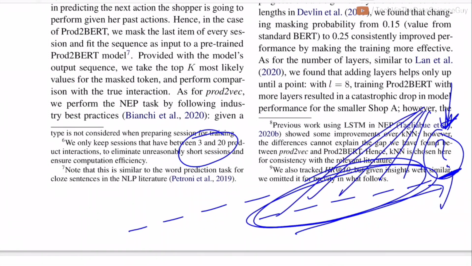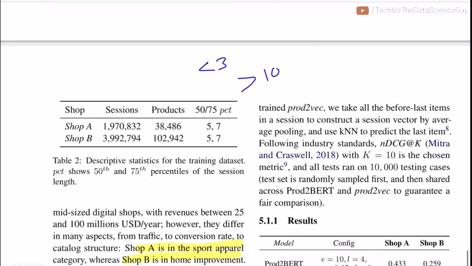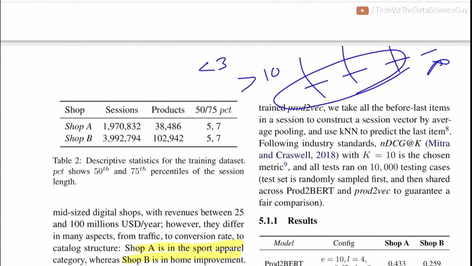And at that Tth step, we pick the top k most likely actions that the BERT says. So that's about prod2BERT. Now talking about prod2vec, which is a word2vec based idea, we have a sequence of this sort. Leaving the last one, we take the representation of each of these actions, then average them out to get a 1 to t minus 1 action representation of our session, which they then use to perform the KNN prediction to get the last item, what is likely to be there.